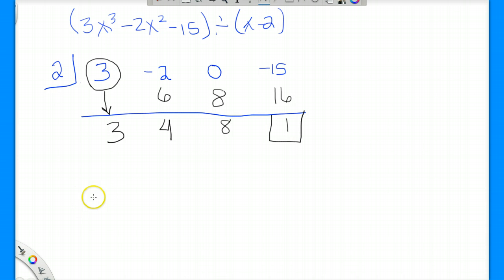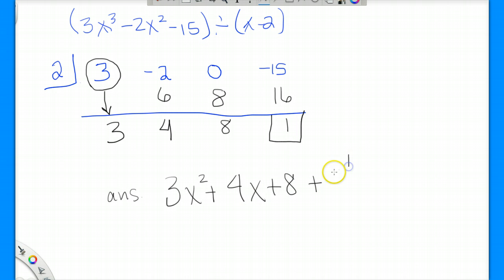Okay, now it's time to interpret my answer. Again, descending powers of x, that's my constant term, that's my x to the first term, that must be my x to the second term. So my answer is 3x to the second plus 4x to the first plus 8 plus my remainder, which I'm going to write as a fraction, 1 over x minus 2.